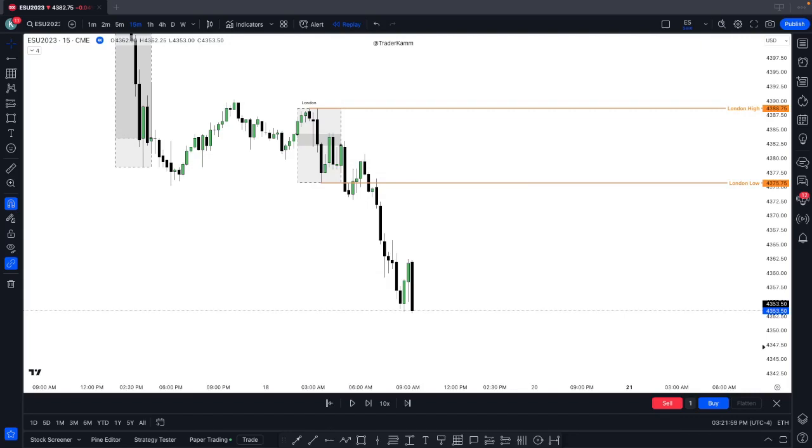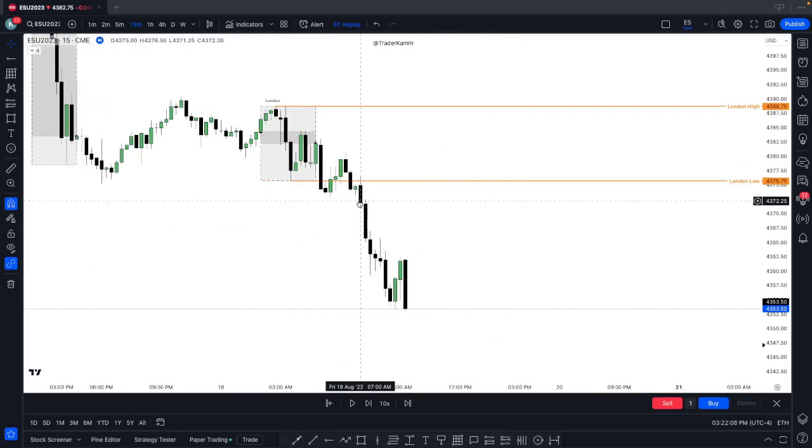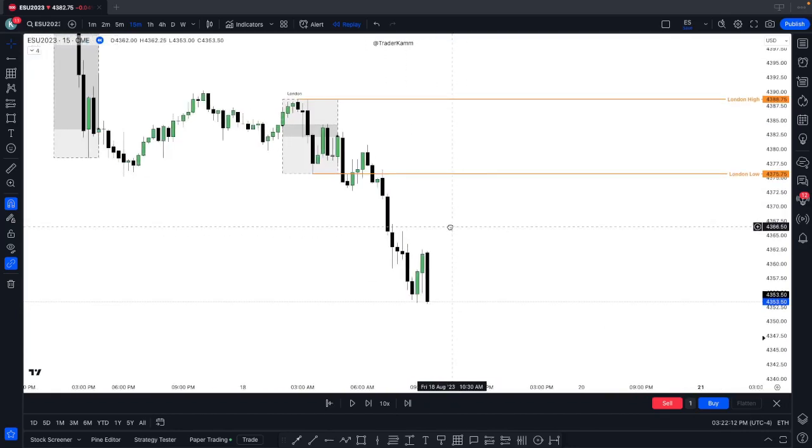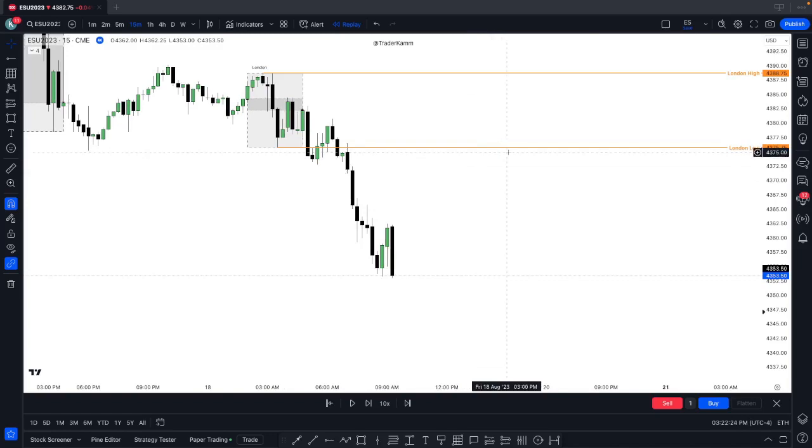Okay, I wanted to show another example. This one is our most recent trading day that we've had. It's Friday, the 18th of August. And here's an example of, we don't have to necessarily be that close to liquidity at 9:30. So we want to wait till 9:30.